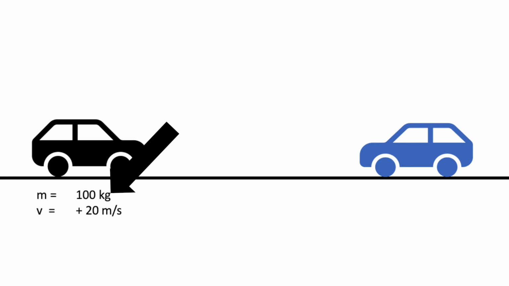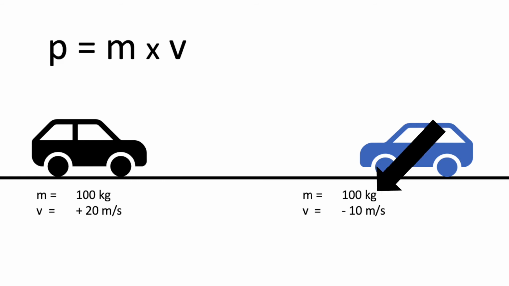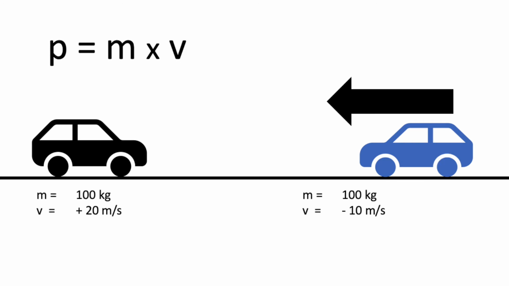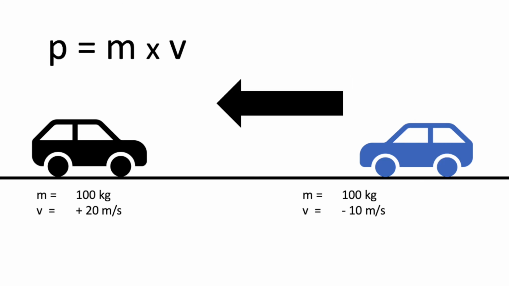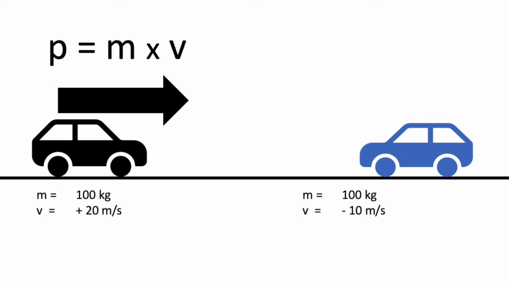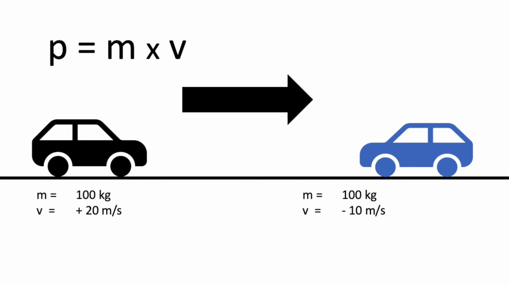This black car has a mass of 100 kilograms and a velocity of plus 20 meters per second. And this blue car has a mass of 100 kilograms but a velocity of minus 10 meters per second. So a negative velocity means the car is moving from right to left, and a positive velocity in this example means the car is moving from left to right.